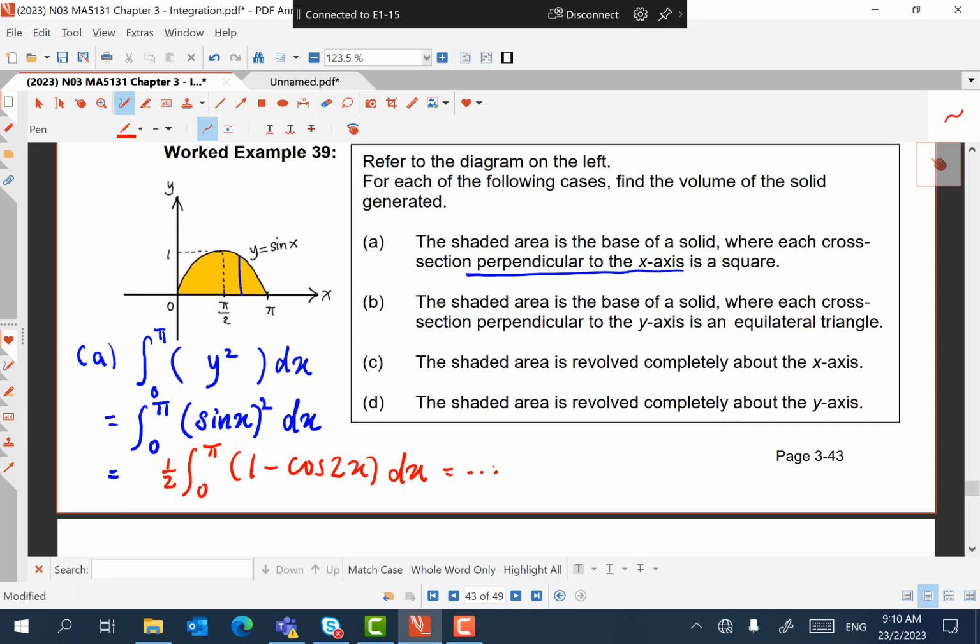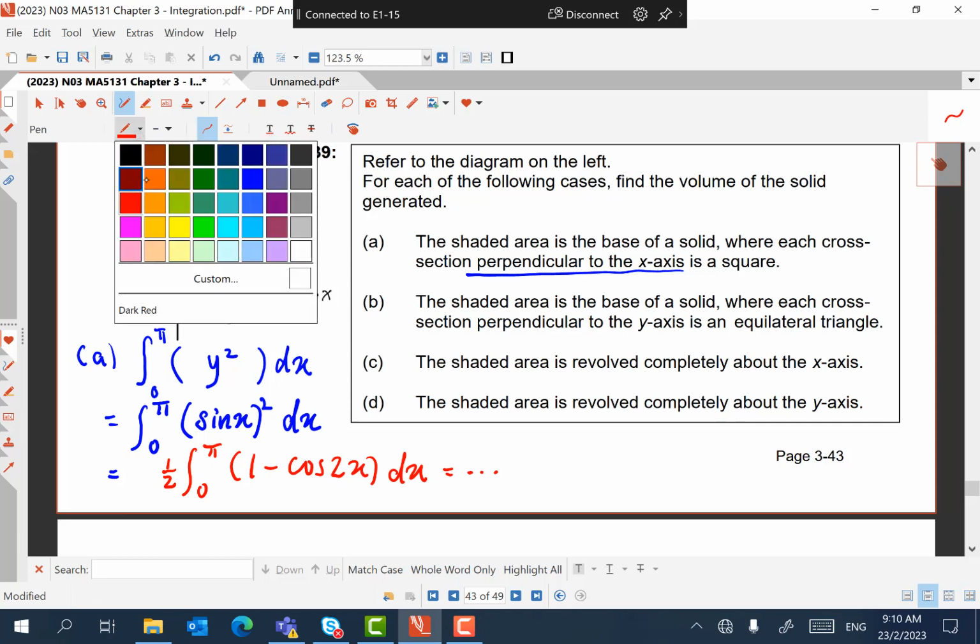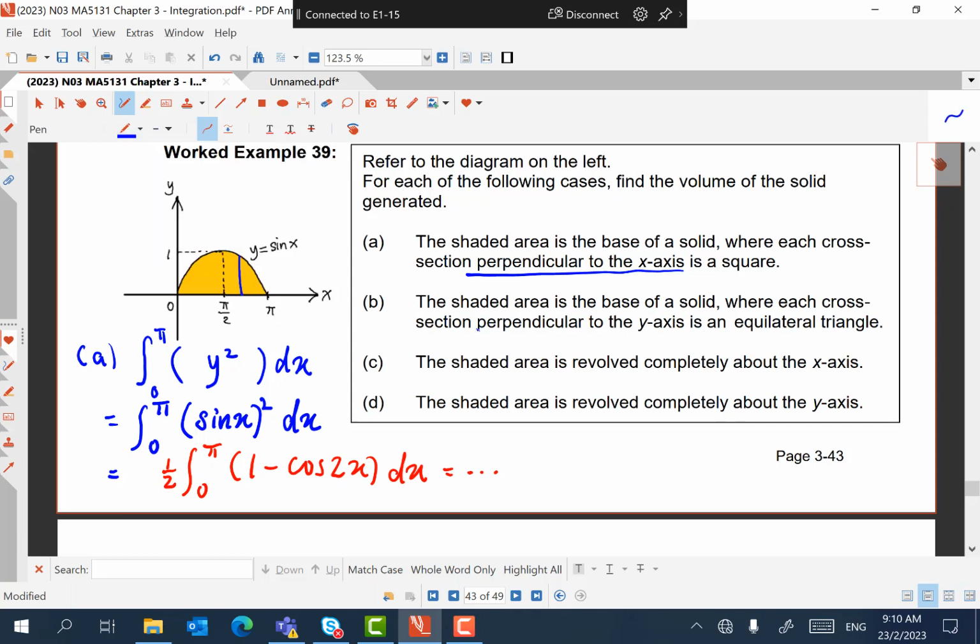In the case of part B, you want to note it is the moment perpendicular to the y-axis, class. I want you to know that it has to be a dy. And y in this case runs from 0 to 1. And it says that it is an equilateral triangle.